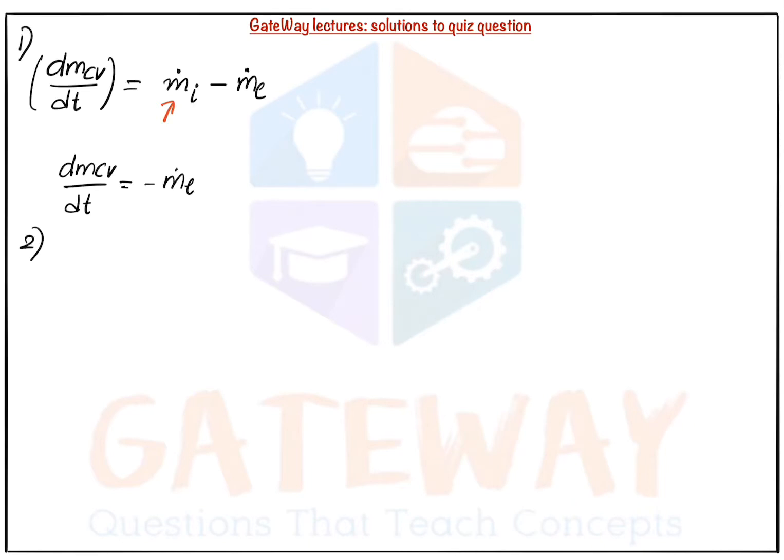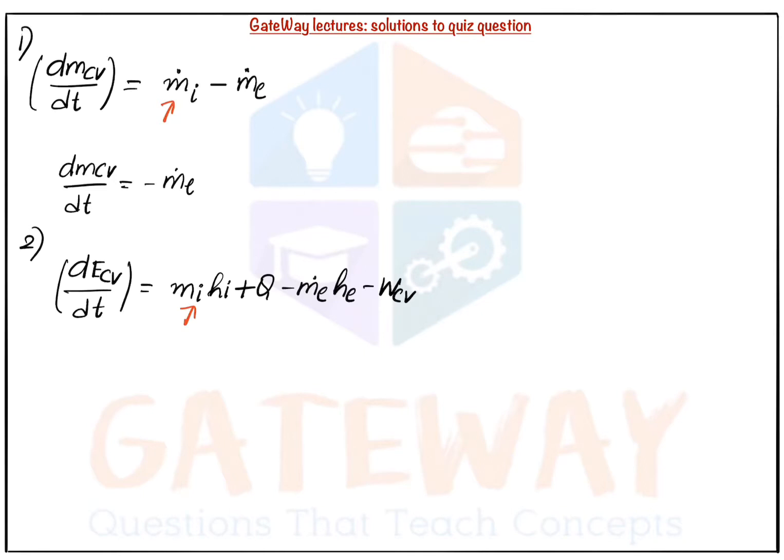And coming to energy conservation, dEcv upon dt is equal to mi hi plus Q minus me he minus work done by control volume. No mass enters, so mi is 0, and it is insulated, then Q will be equal to 0, and it is a fixed boundary control volume, then control volume work done will be 0.